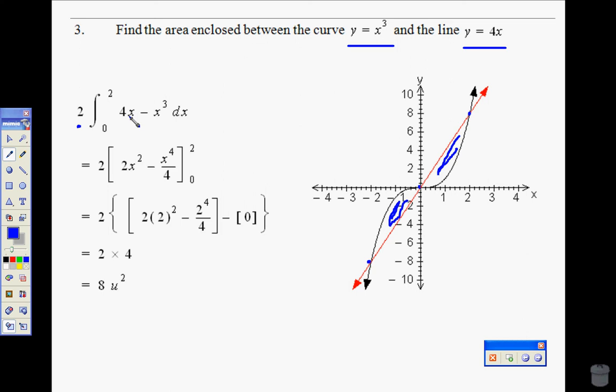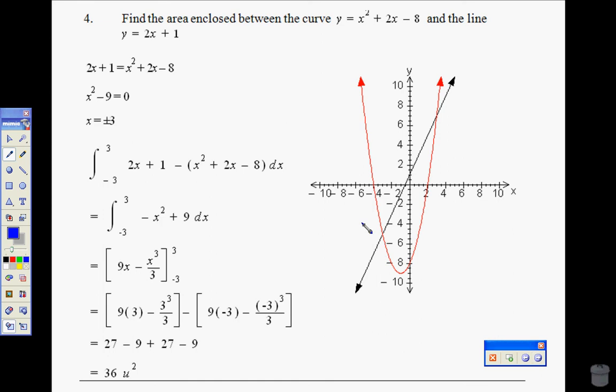So 4x integrates to 2x squared, x cubed integrates to x to the power 4 on 4. Substitute 2 in, substitute 0 in, that's nicely coming out as 0, which gives me 4, because the area in that part is 4. So double it, we get an area of 8. So use those little tricks and tips where you can. Save you some time and effort.